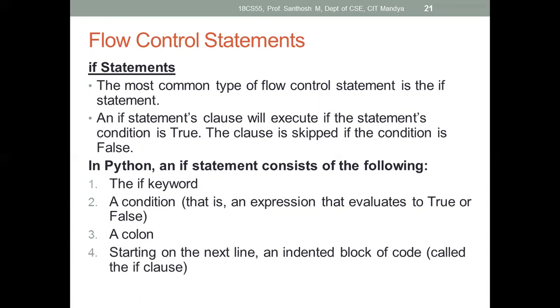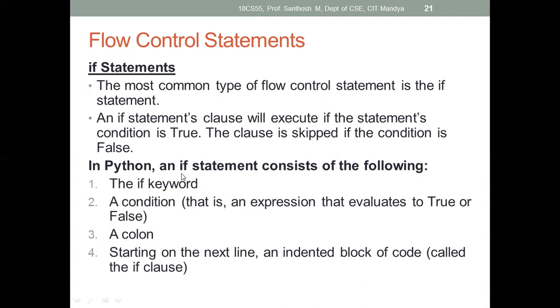So first we see the if statement. The most common type of flow control statement is the if statement. An if statement's clause will execute if the statement's condition is true, and the clause is skipped if the condition is false. A clause is nothing but a block of code; we call it a clause in Python. That block of code will be executed only if the condition is true, otherwise it will be skipped.